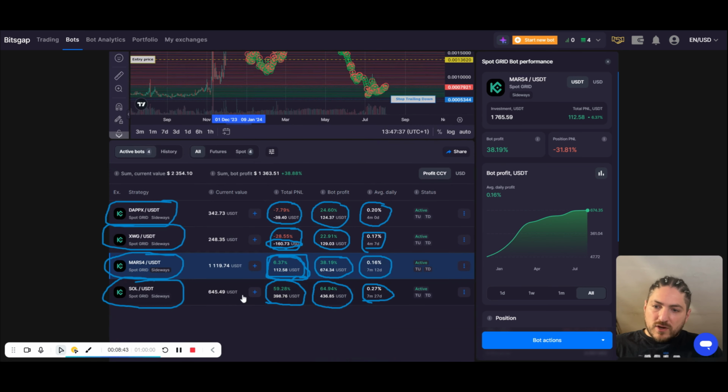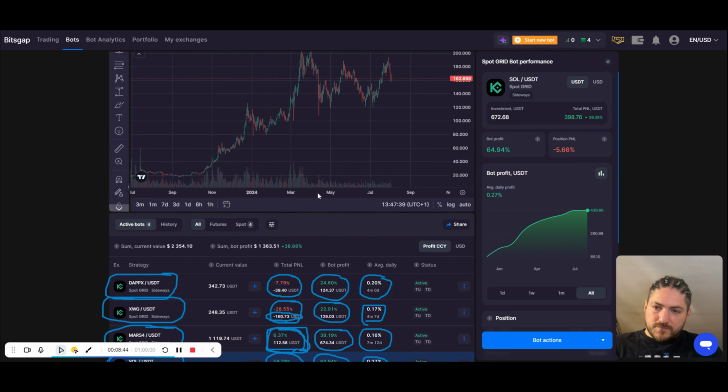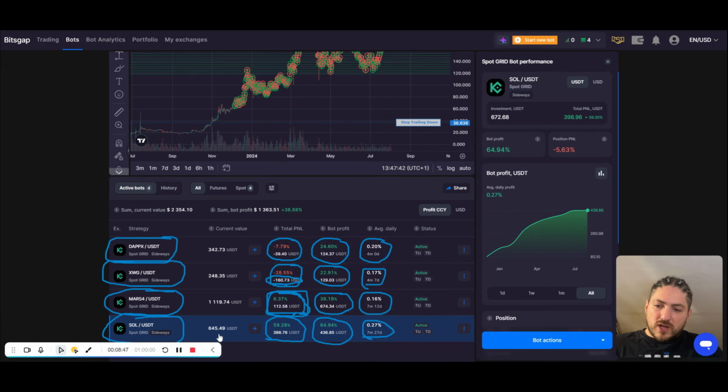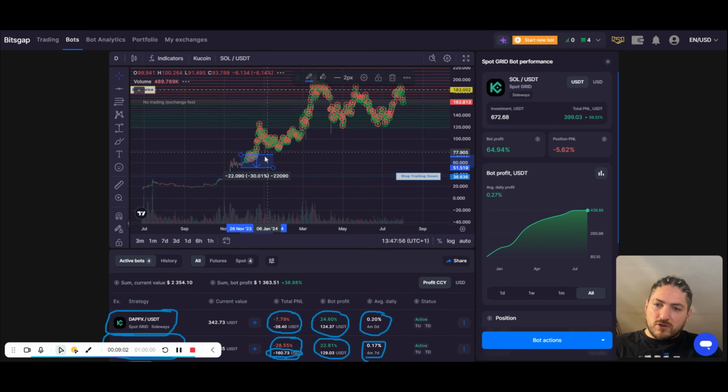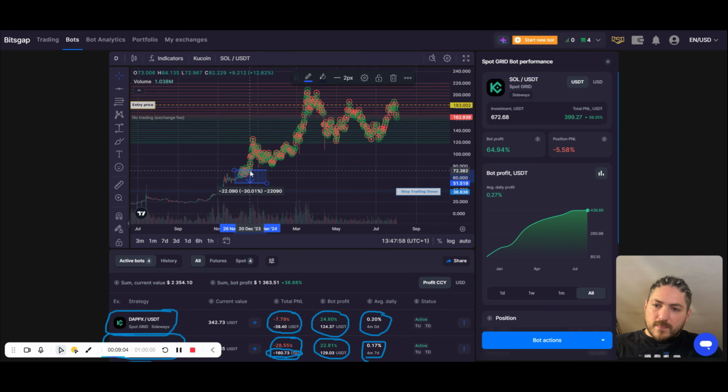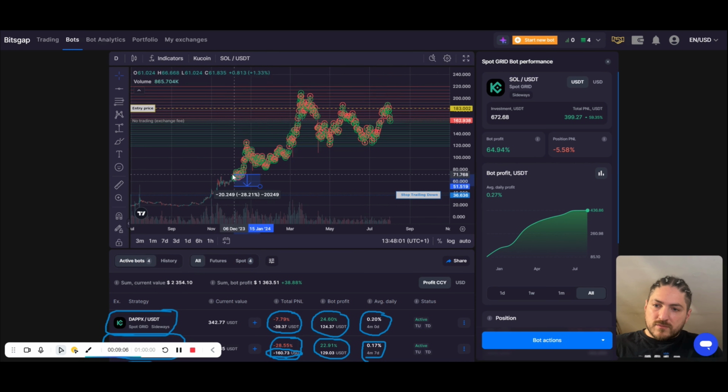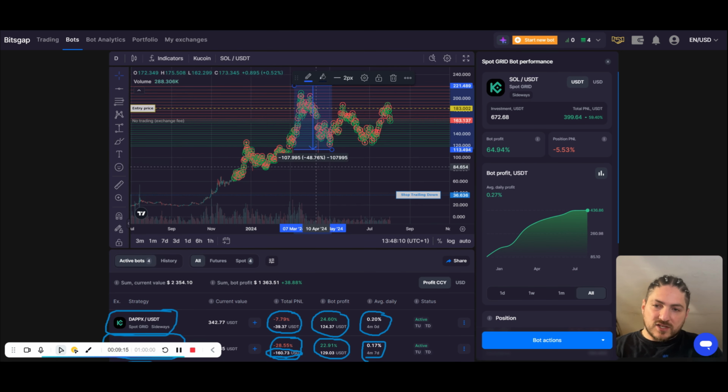Now, if we look at Solana, it's a bit of a different story. The Solana has actually trailed up. So this was set up with a 30% grid. Price trailed up, got to this stage, and then just trailed down to this point. Yes, which extended it to about 48% grid.